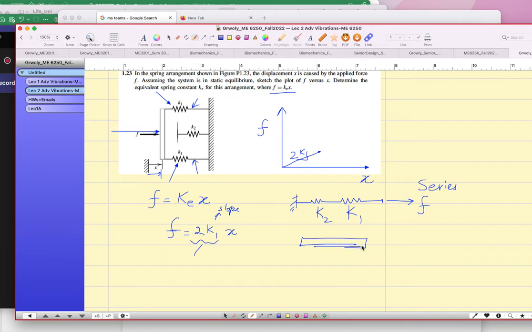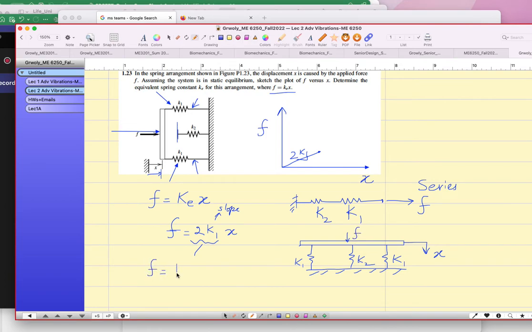So let me redraw this nicely. Suppose this is a plate, and then I draw 3 springs, 1, 2, 3, and they are connected in parallel combination. This is K1, this is K2, this is K1 again. So you are pushing this plate downward, and the deflection is the same in every spring with the same amount of force. So what will happen then?